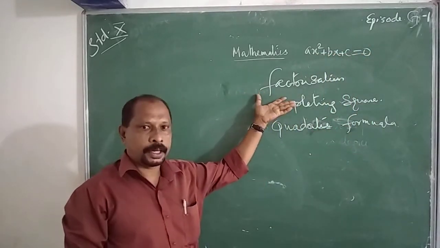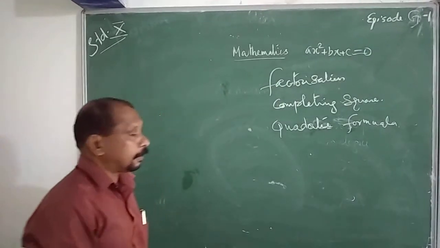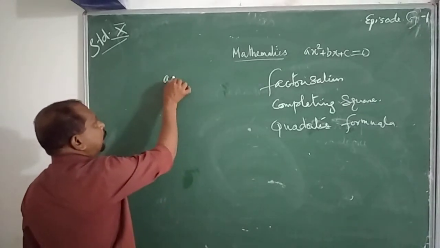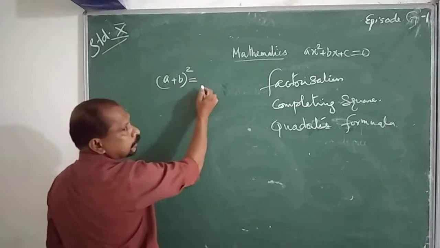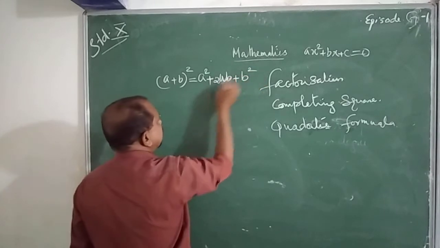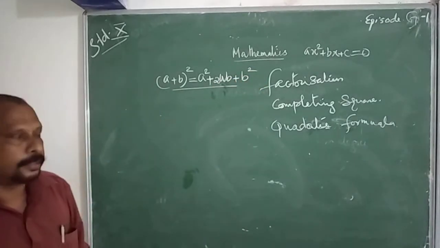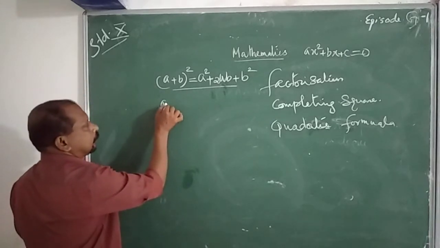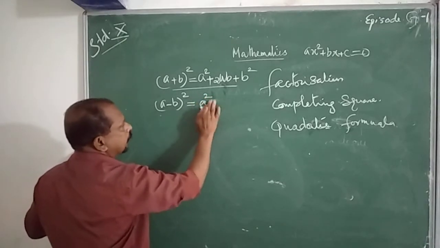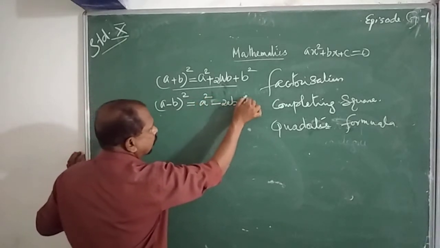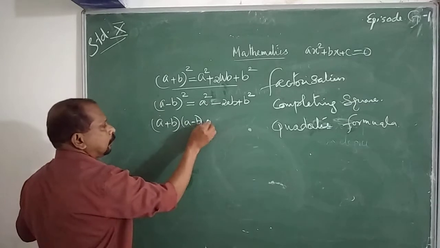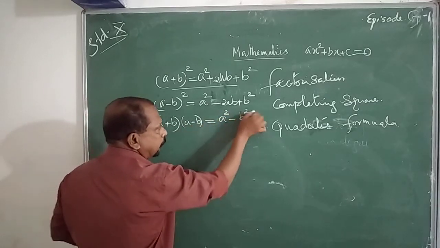first of all, we can factorize. In the case of factorization, let us consider different identities. That means (a plus b) the whole square is equal to a squared plus 2ab plus b squared. That is an algebraic identity. Similarly, the second one is (a minus b) the whole square is equal to a squared minus 2ab plus b squared, and also (a plus b) into (a minus b) is equal to a squared minus b squared.